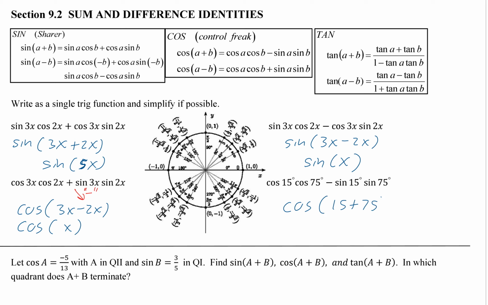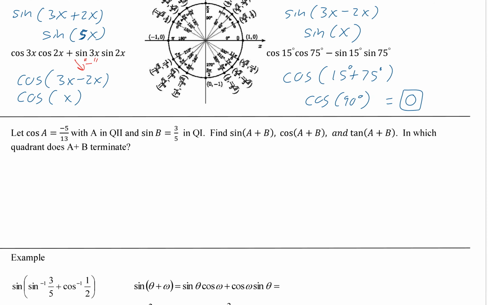So the cosines are actually really nice. And then we now have cosine of 90 degrees. And cosine of 90 would be 0. So the answer is 0. So see, it's just working backwards. Okay. So now let's apply this.